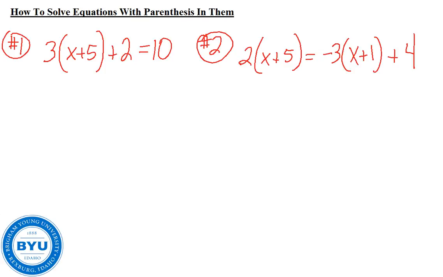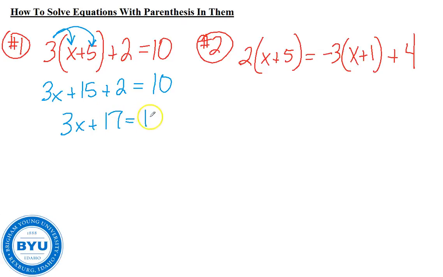Let's try this problem here. Step number 1 is to distribute into the parenthesis. So 3 times x is 3x, and 3 times 5 is 15. We got a plus 2 equals 10. I want to get my x by itself. Let's add the 15 and the 2 here. We get 3x plus 17 equals 10. I'm going to use opposite operations to get x by itself. So I'm going to undo the plus 17 by doing minus 17 to both sides. Leaves me with 3x equals negative 7.